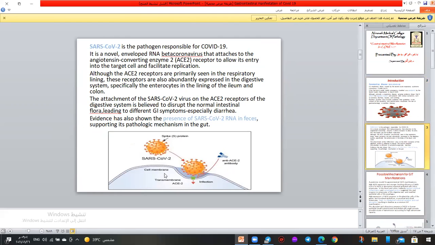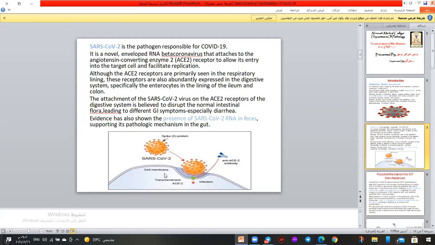SARS-CoV-2 is the pathogen responsible for COVID-19. هو هذا الباثوجين of corona. It's a novel إنه هو يعني غير شائع enveloped RNA virus that attaches to the angiotensin converting enzyme 2. يعني الباثوجين مال كورونا راح يعمل attach للأنجيوتنسين converting enzyme 2. هاي الريسبترات الموجودة حتى يسمح entry into the target cell and facilitate replication. فهاي الريسبترات راح تكون أكثر شيء موجودة بالريسبيراتوري وهم موجودة بالdigestive system و specifically in enterocyte lining of the ileum and colon.